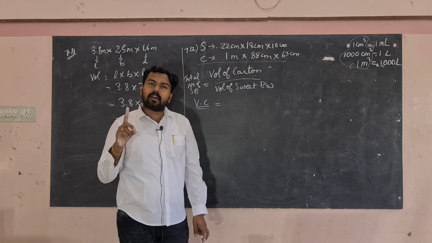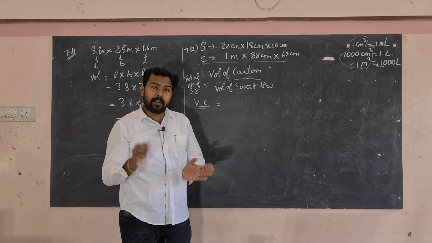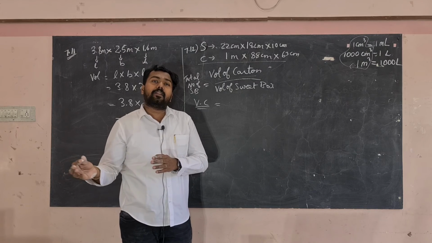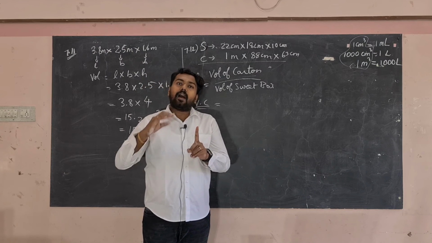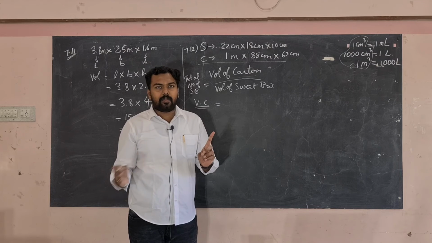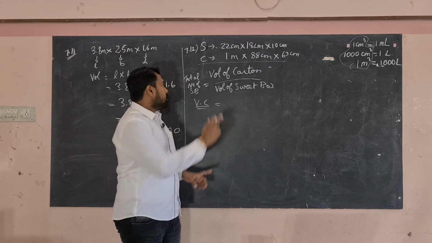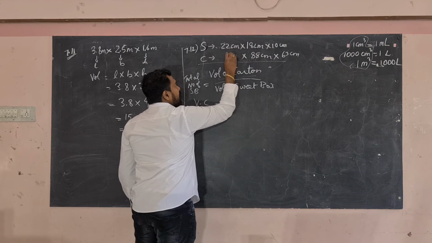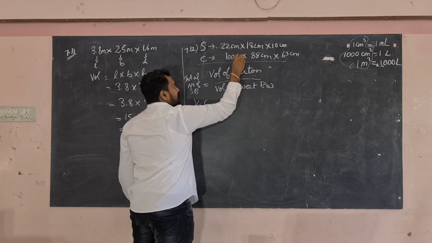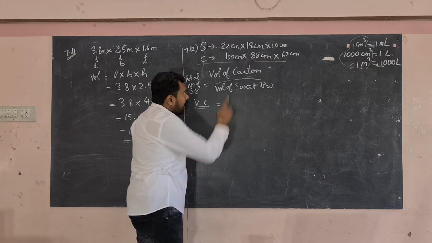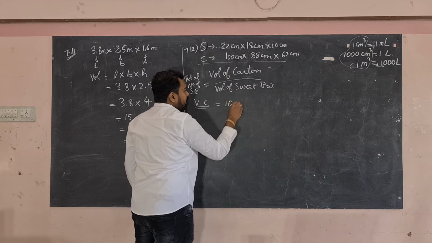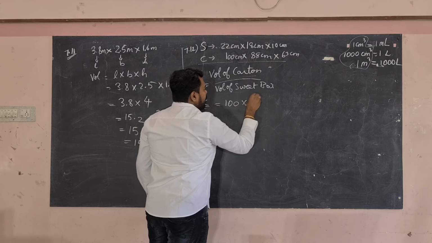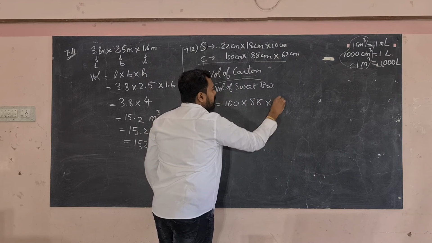How many centimeters are in 1 meter? 1 meter is equal to 100 centimeters. So this length can be written as 100 centimeter. இப்போ வால்யூம் கண்டுபிடிங்க, 100 into 88 into 63.